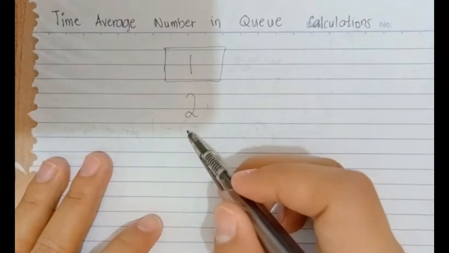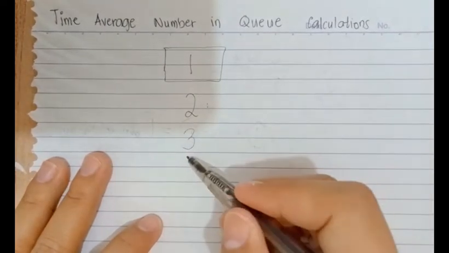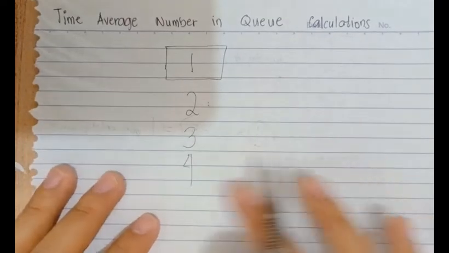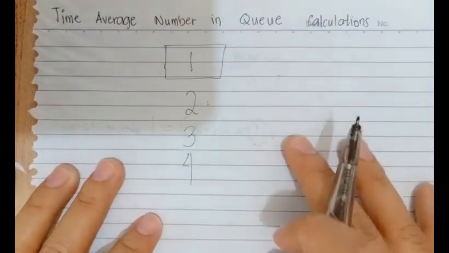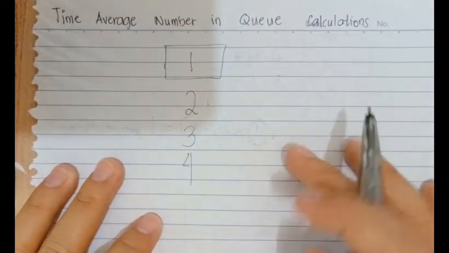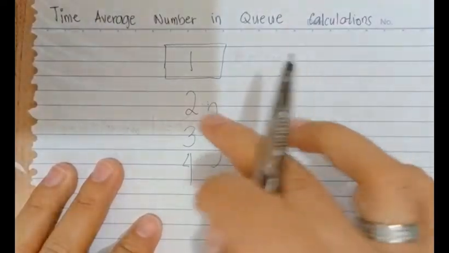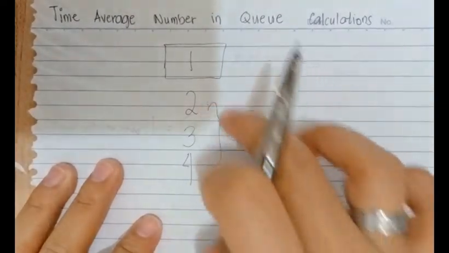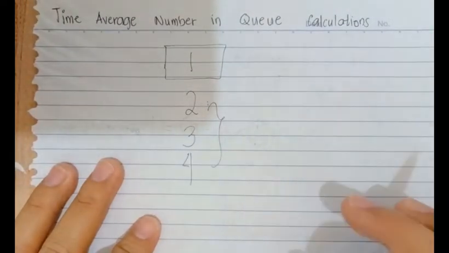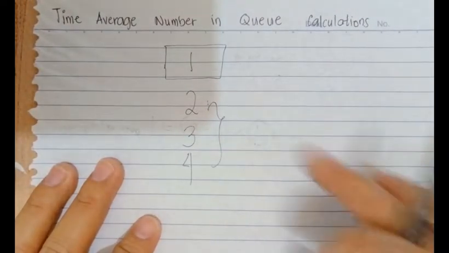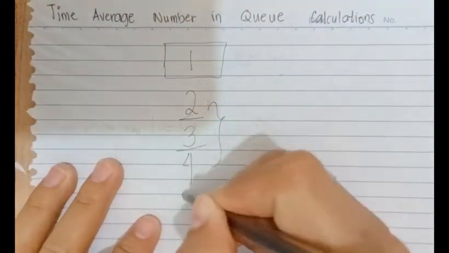And of course, what if naana po yung sulod sa linya? Si entity 3 and then followed by entity 4. So, they are all waiting for entity 1 to finish. Using the time average number in queue, makukuha natin kung ano yung total of waiting time ng mga entity na maghintay dyan sa queue. And of course, to get the total time average number in queue, kailangan natin yan sila isa-isahin.